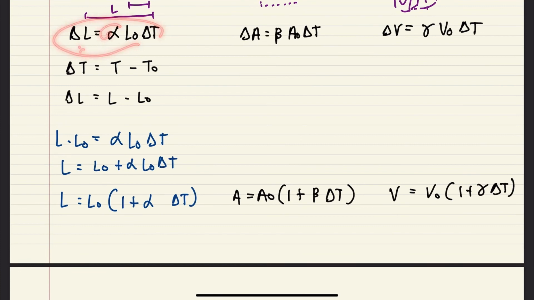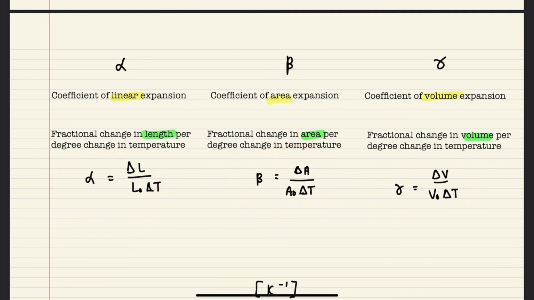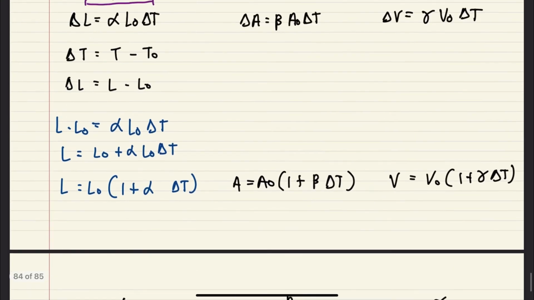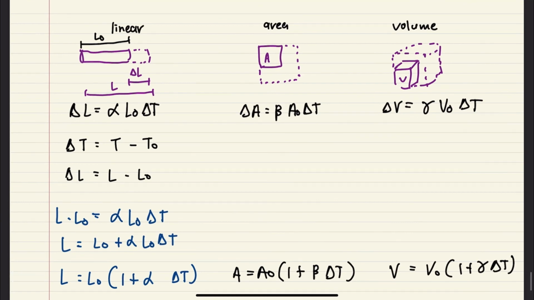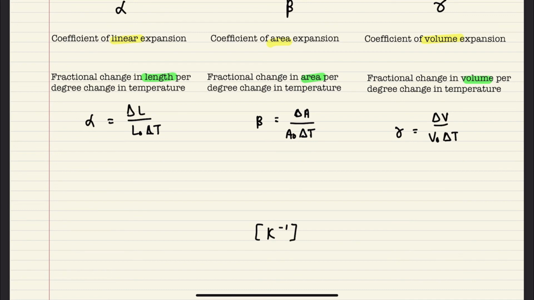You get delta L over L0 delta T, so that one is this one. Basically, it is defined as fractional change. If you have a larger coefficient, it will expand easily. So maybe you can relate it this way: if alpha is big, small changes in delta T will result in a big delta L. And the unit for that one is per Kelvin, K minus 1.